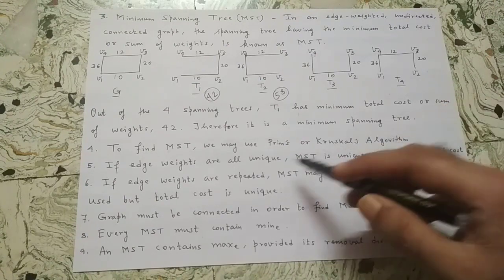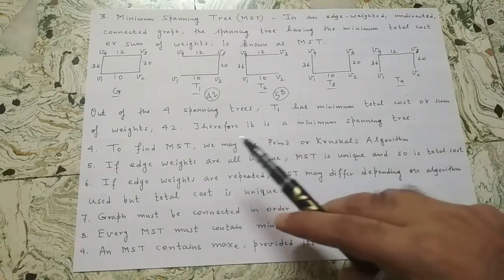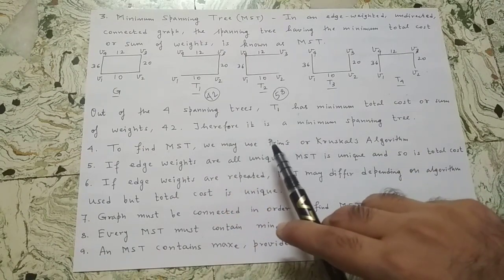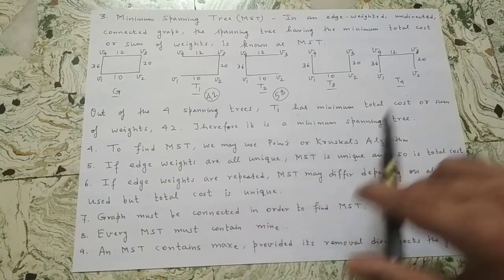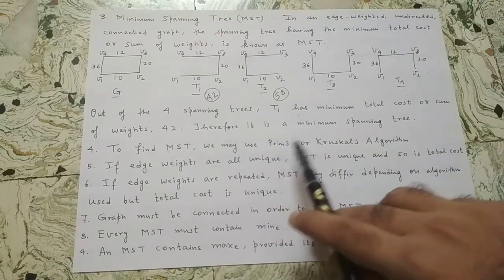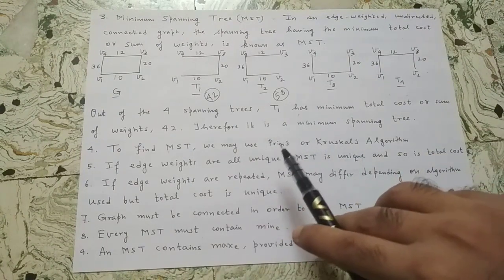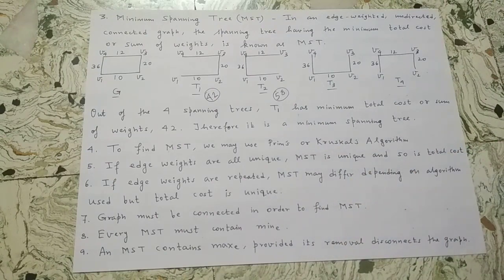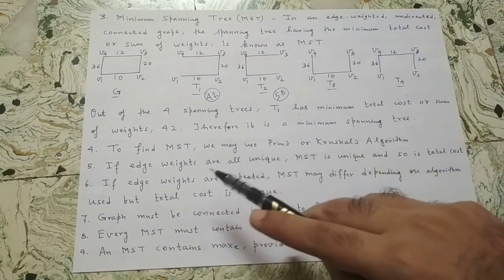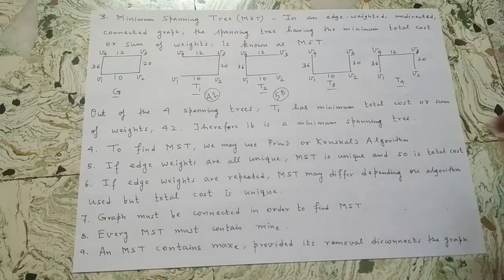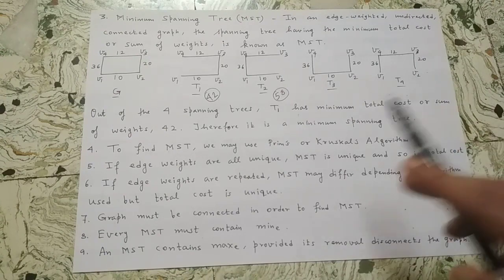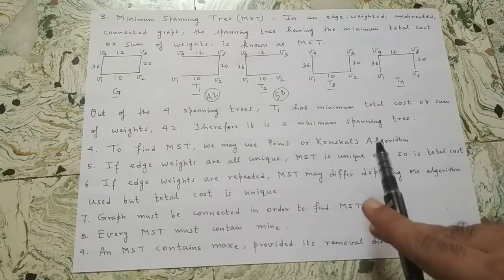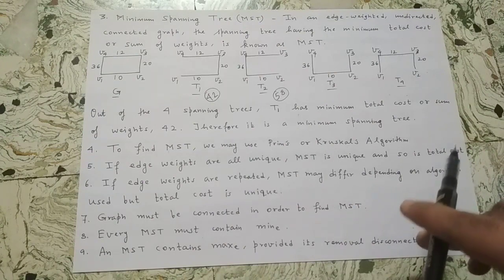Now let's quickly go through these remaining points. So remember, to find the minimum spanning tree, we may use either Prim's algorithm or Kruskal's algorithm. You can use any one of them to find the minimum spanning tree. And remember, if the weight of every edge in your graph is unique, that means all the edge weights are different, then the minimum spanning tree is also unique and the total cost is also unique.